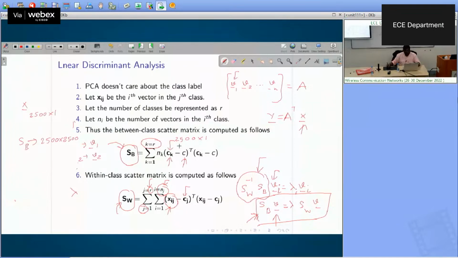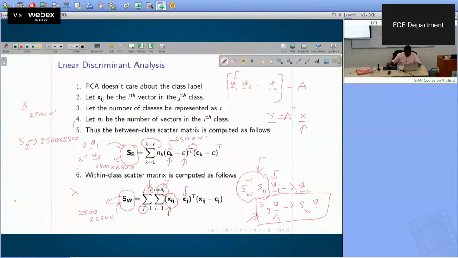right? I made some mistake here. This is supposed to be, after transpose, actually 2500 cross 1. Sorry, so this is 2500 cross 1 after taking the transpose. So what I mean by that is for Ck you have to take the transpose here, that's the thing. So SB is of size 2500 cross 2500, and SW is also having the size of 2500 cross 2500.